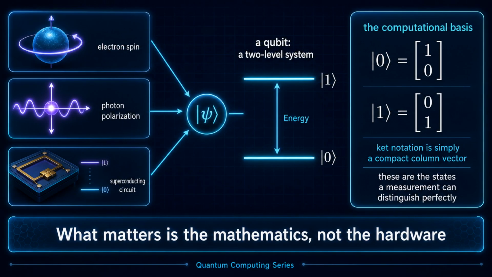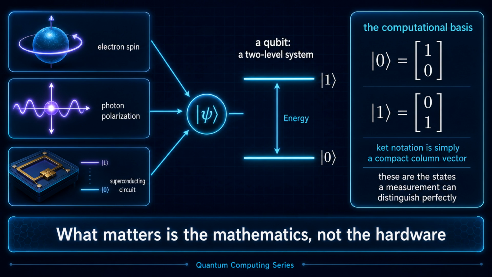A classical bit takes one of two values, 0 or 1. A qubit is the quantum version of that object, any physical system with two distinguishable states that we can prepare, manipulate, and measure. As shown on the left, the spin of an electron, the polarization of a photon, and two energy levels of a superconducting circuit all serve equally well. What matters is the mathematics, not the hardware.